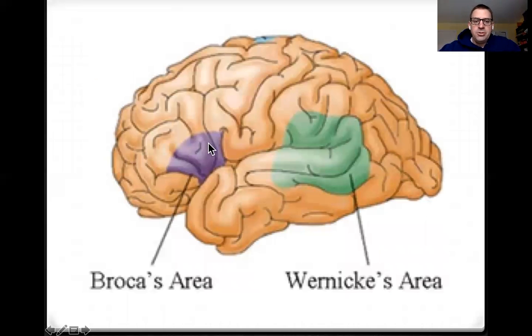And so this just shows you, here's Broca's area in the frontal lobe on the left side. Here's Wernicke's area in the temporal lobe on the left side. And that is where I'm going to stop for today.